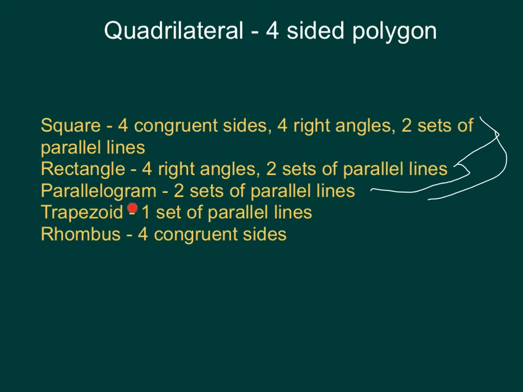A trapezoid is 1 set of parallel lines, and a rhombus is 4 congruent sides. You will notice that a rhombus is very similar to a square because they both have 4 congruent sides. So you see they all kind of relate to each other. A rhombus can also be a parallelogram depending on it, and they are going to have a lot of things in common. To help you understand all these different quadrilaterals, because there are 5 different ones, we're going to talk about some real life examples.